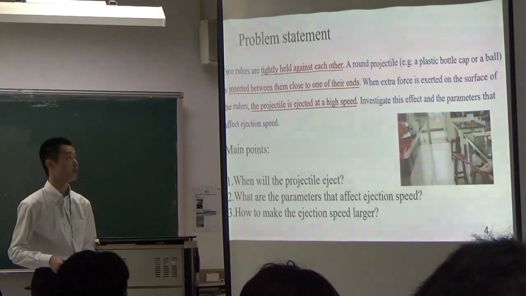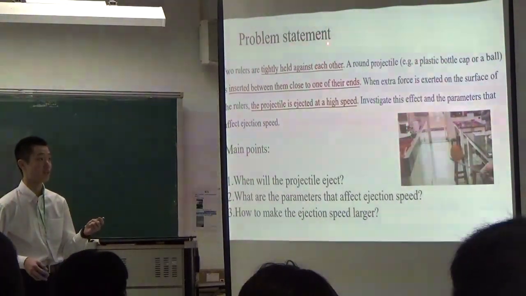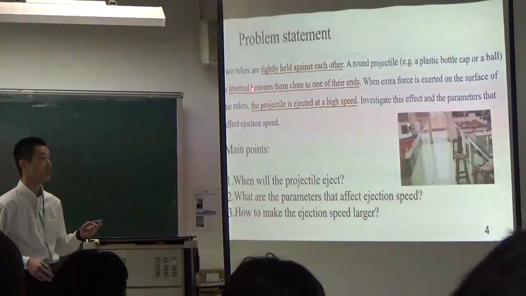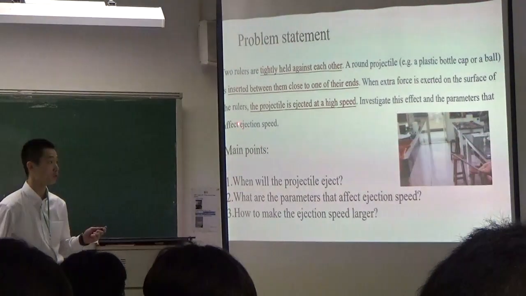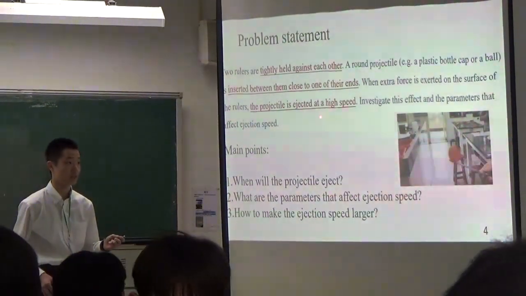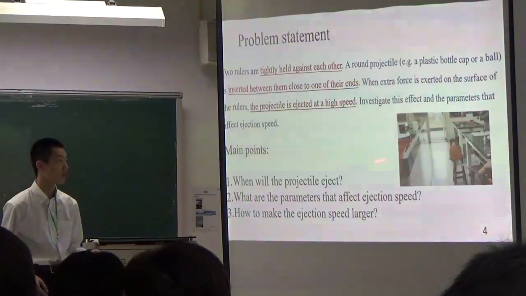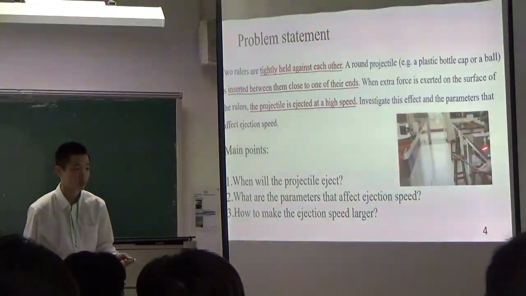This is the problem statement. Two rulers are tightly held against each other. A round projectile is inserted between them close to one of their ends. When extra force is exerted on the surface of the rulers, the projectile is ejected at high speed. Investigate this effect and the parameters that affect ejection speed. This is a demonstrating video.